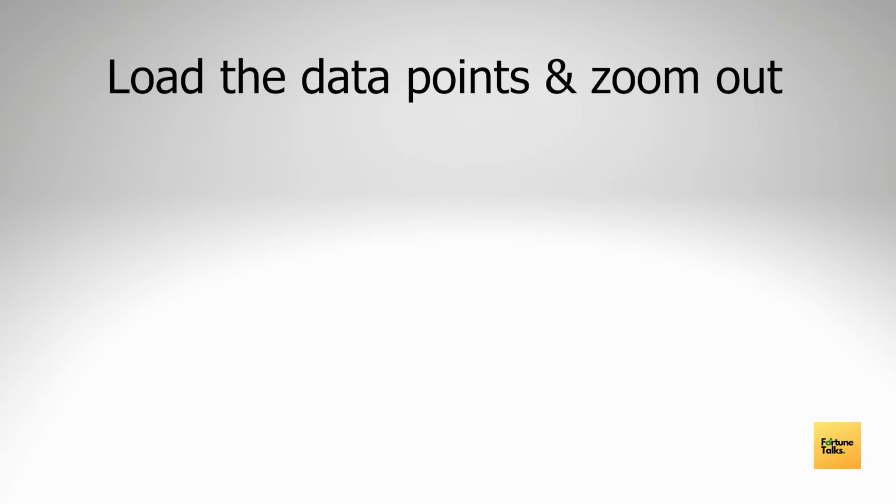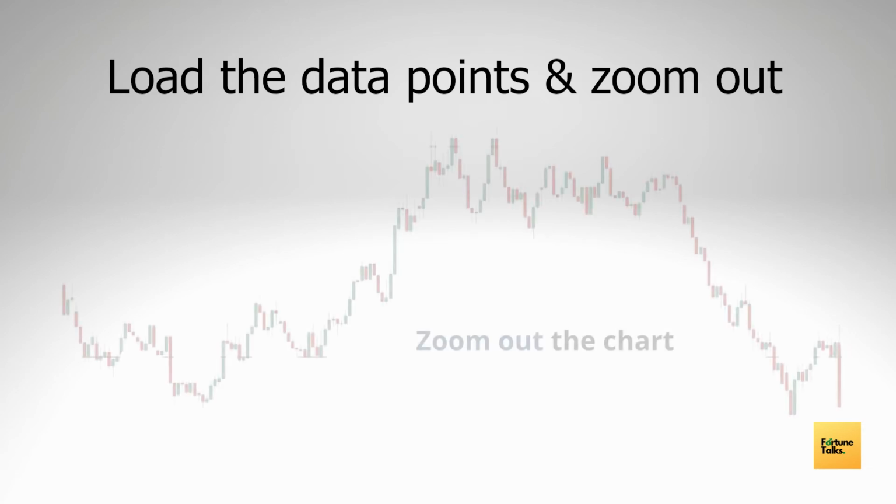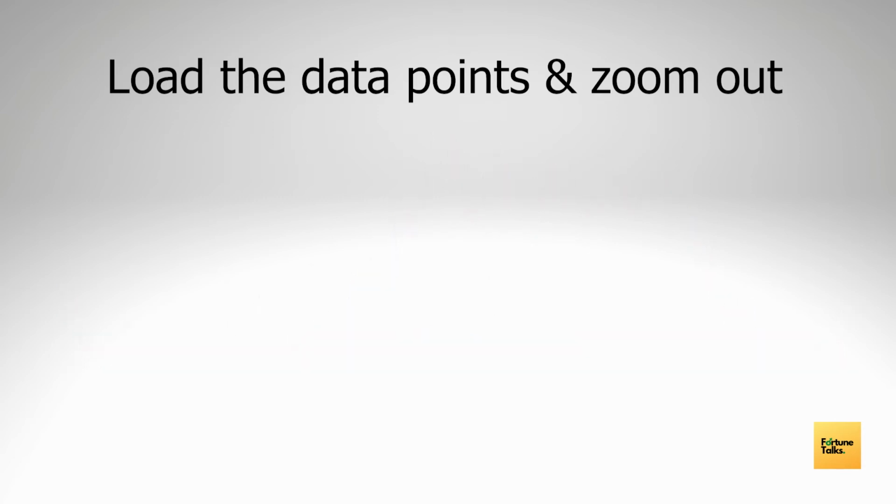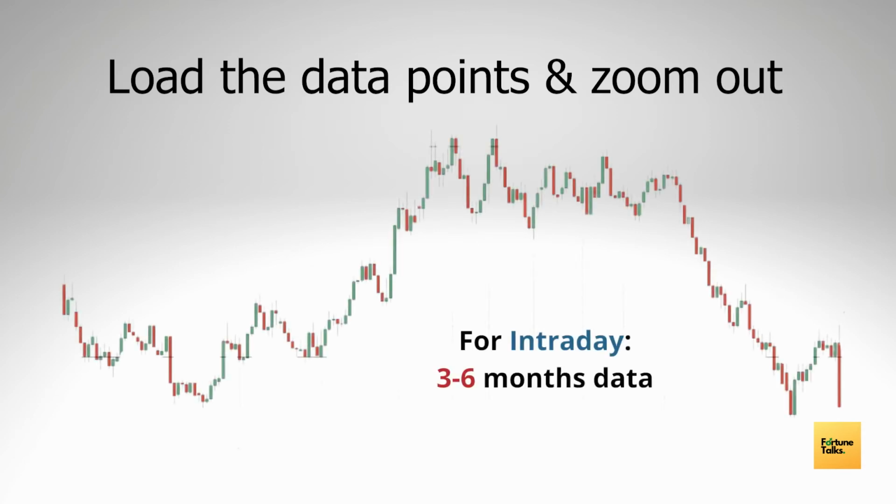Step 1 is to load the data points and zoom out. After selecting your preferred time period for the trades, you want to zoom out your charts. This is because we want to see the bigger picture. Once you can see the big picture, it is much more obvious to your eyes which key levels you should be paying attention to. So if your objective is to identify the short-term support and resistance for intraday trading, then you must load at least 3 to 6 months of data points.